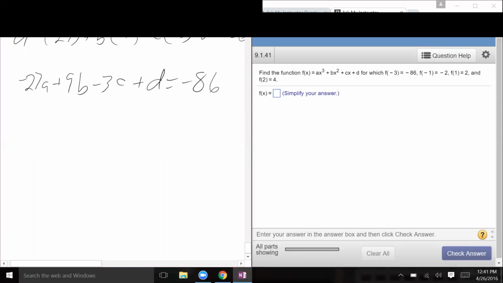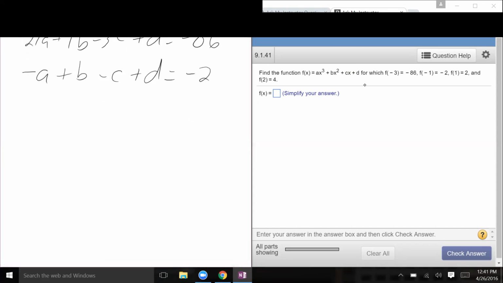Okay. And now I'm just going to do that same thing for all the values they gave me. They gave me f of -1. So if I plug in -1, -1 cubed is minus, so minus a. -1 squared is plus b. -1 is -1, and plus d. So on one hand, f of -1 is that guy right there. On the other hand, it's also -2.